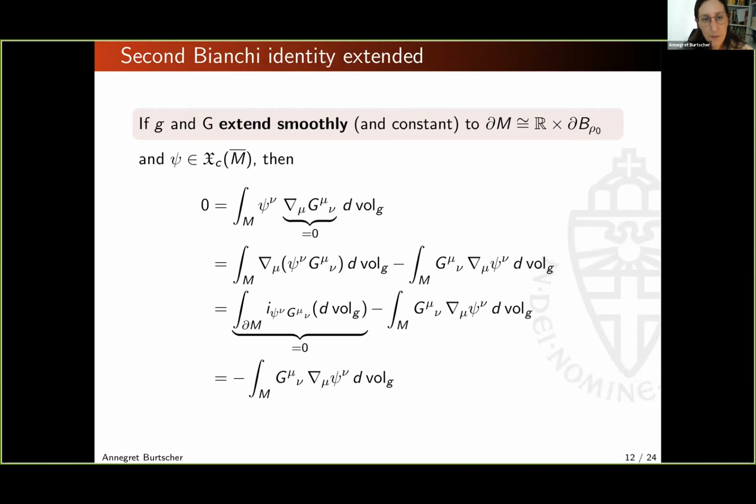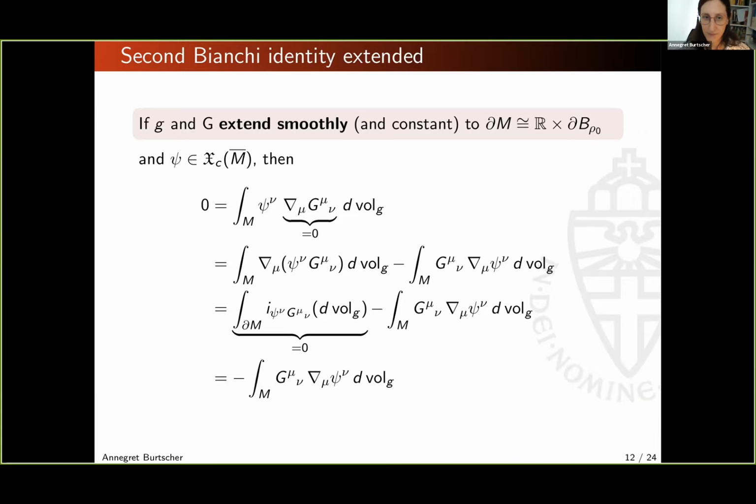And here I'm just going to present a kind of heuristic approach of how we can derive such a candidate. In order to do so, we assume that both the metric and the Einstein tensor extend smoothly to the boundary. So they're actually smooth everywhere.